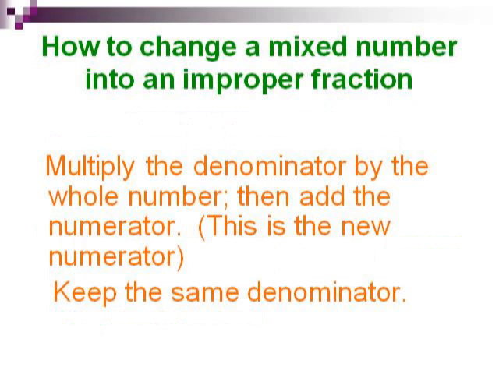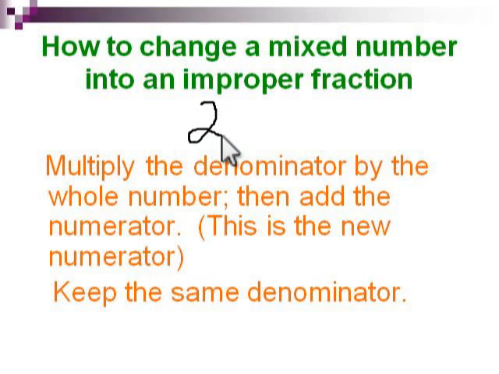So what you're going to mainly be doing is changing back and forth between these. So how do we change a mixed number into an improper fraction? We take the denominator and multiply it by the whole number, then add the numerator. That's going to be the new numerator, and you keep the denominator the same. So let's look at an example.